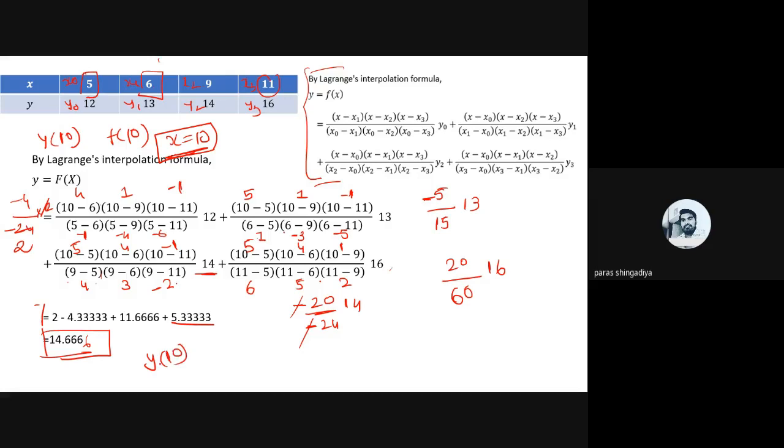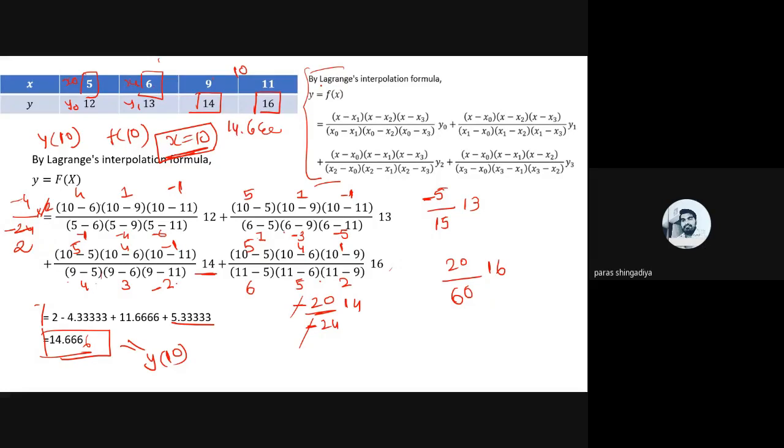This is the value of y of 10 as per the data. And now you can verify this answer. y of 10 means 10 lies in between 9 to 11. The answer of 9 is 14, that is already given in this question, and the answer of 11 is 16. So your answer should lie between 14 and 16, and here we get 14.666 and so on. So that is in between 14 to 16.